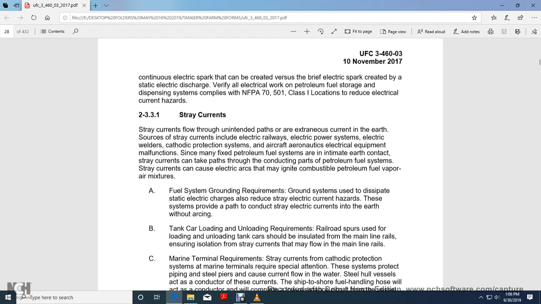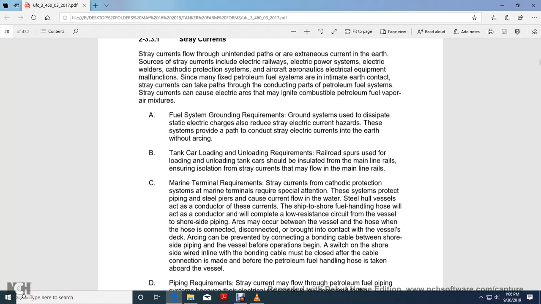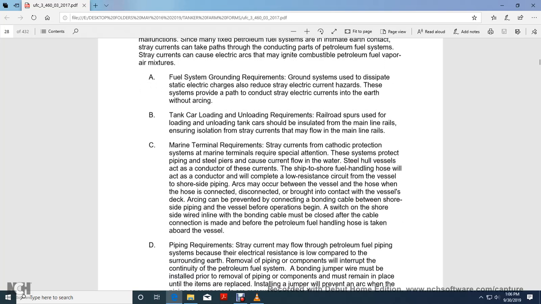Fuel system ground requirements. Ground systems are used to dissipate static electric charges and reduce stray electrical current hazards. These systems provide a path to conduct the stray electrical currents without arcing. B. Tanker car loading and unloading requirements. Railroad spurs used for loading and unloading tanker cars should be insulated from the mainline rails, ensuring isolation so stray current does not flow over the mainline rails.